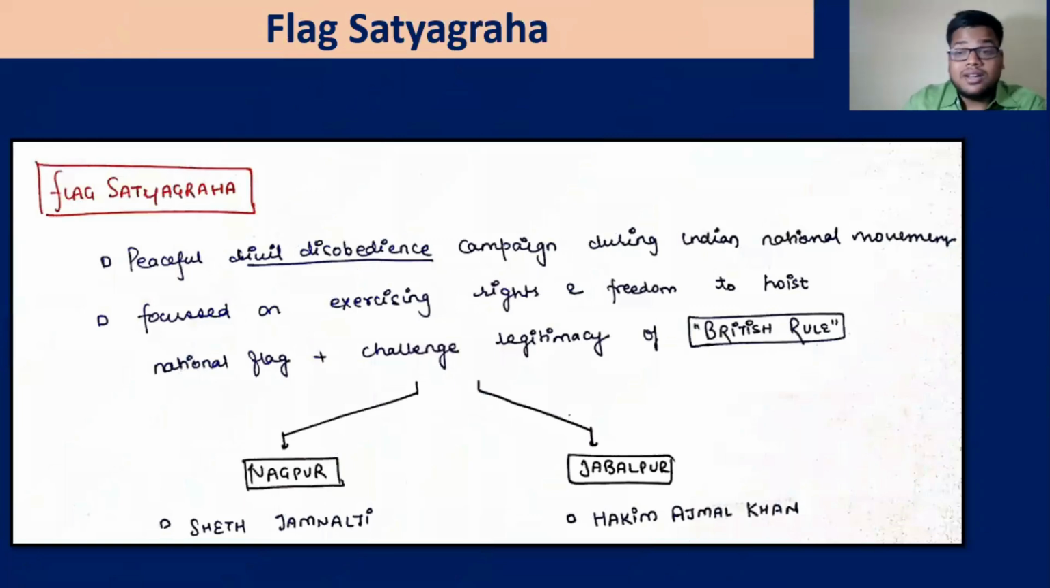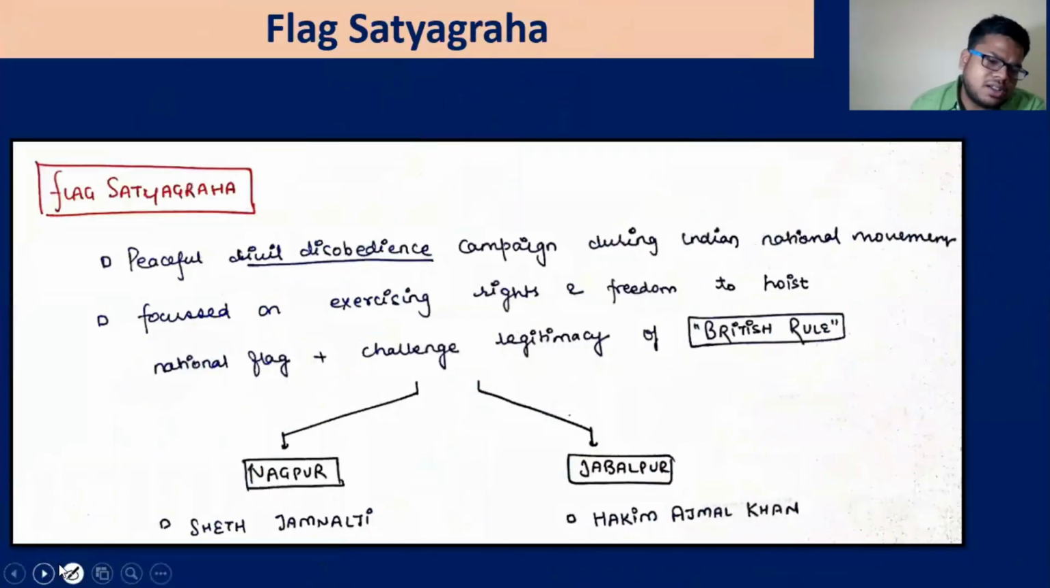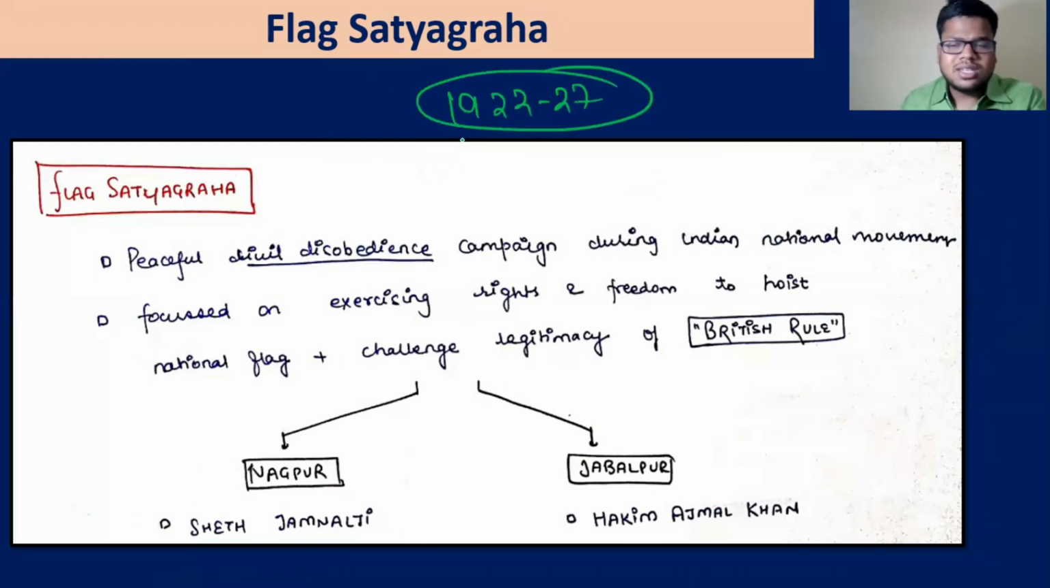Now, that is it, around 10 to 11 questions we have discussed today. Now something with respect to Satyagraha. A lot of events and a lot of things happened between 1922 and 27. More or less these things will be covered through questions only, but very quickly.